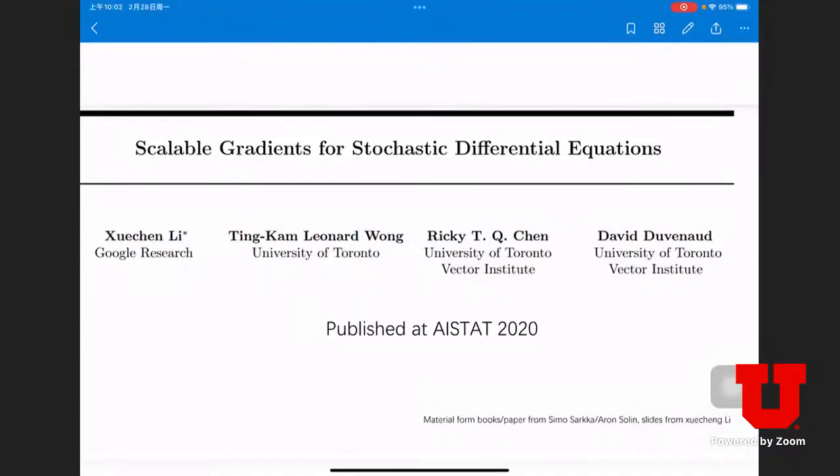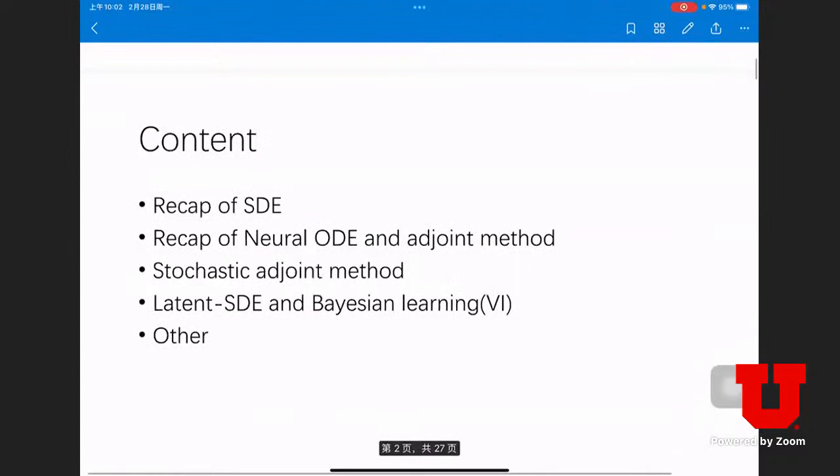So let's get started. To fully understand this paper, we will recap some definitions about SDEs, as well as Neural ODE and the adjoint method. Some of you may be familiar with SDEs, especially Neural ODE and adjoint, but some of you may not. So I will spend some time going through the key points of this work, and then we will go through the core contribution of the paper.